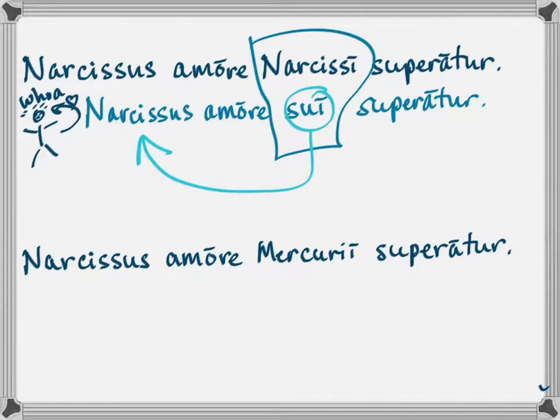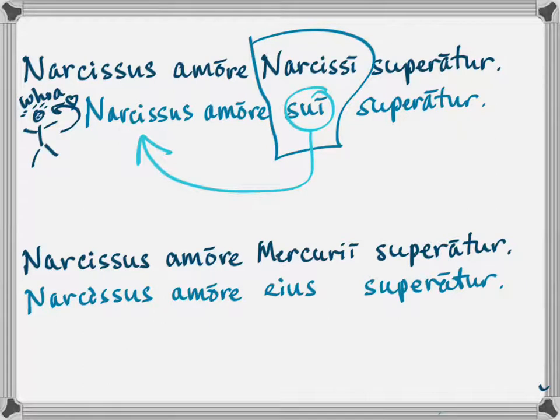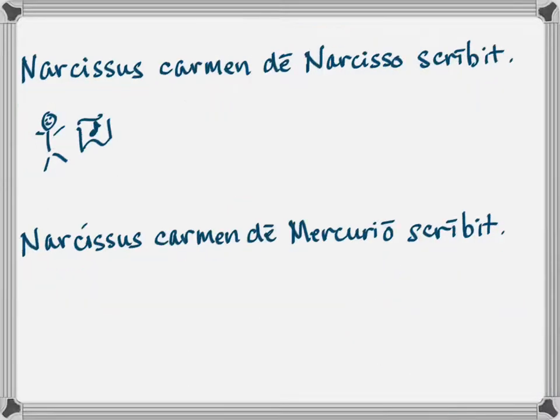Now, for the sake of completeness or contrast or whatever, I'm going to do the Mercury sentence. Narcissus amore Mercurii, Narcissus amore eius superatur. This is when the pronoun's referring to some third party who is not the subject. Okay, here's Narcissus carmen de narcisso scribit. Narcissus writes a poem or writes a song about Narcissus. Same drill.